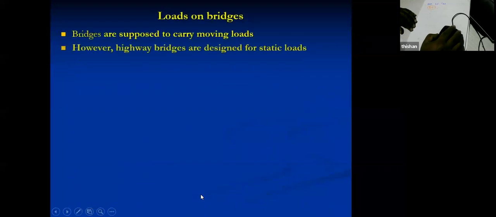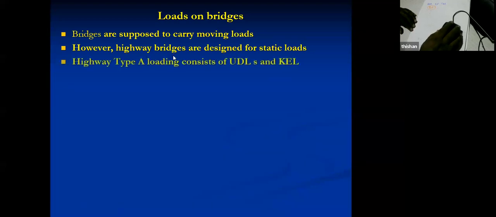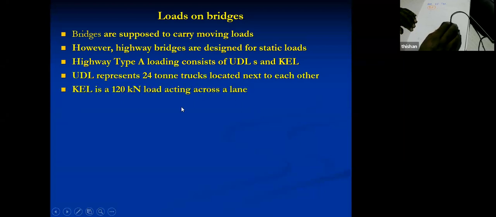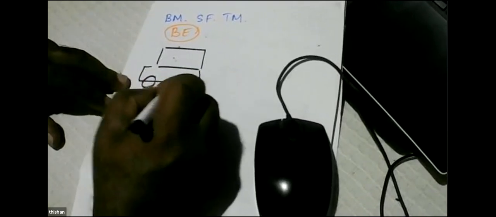So let's look at the loads on bridges. Bridges are supposed to carry moving loads, but when we are designing, we design the bridge for static loads. There are different types of loading. If you look at the British standard, we have type A loading consisting of a UDL and a knife edge load. And you will ask how this UDL is developed. This is how it was done. Basically it is a series of trucks weighing 24 tons, and the length is about 6 meters. And you have another truck, another one.